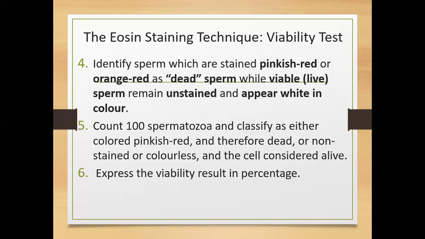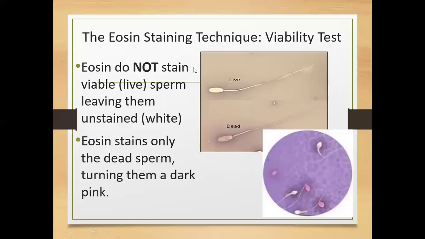So you identify the sperm which are stained pinkish red or orange red. Those that are stained pinkish red or orange are all dead sperm, while the live ones will remain unstained and appear white in color. So you count about 100 of them because you want a percentage. You want to count about 100 of them to see which ones were colorless and which ones were colored, and express a percentage out of it. And it's very simple.